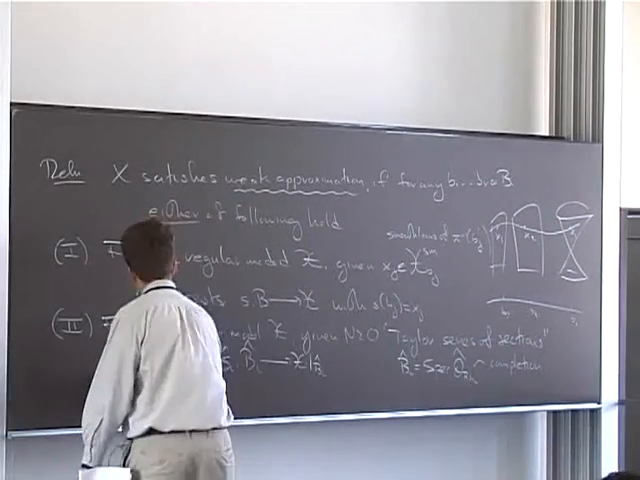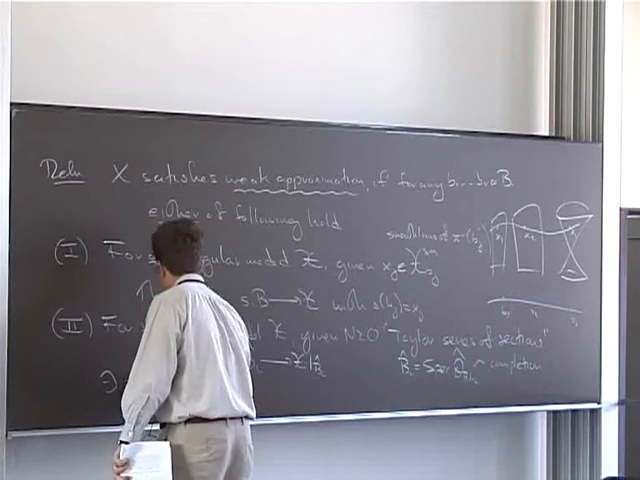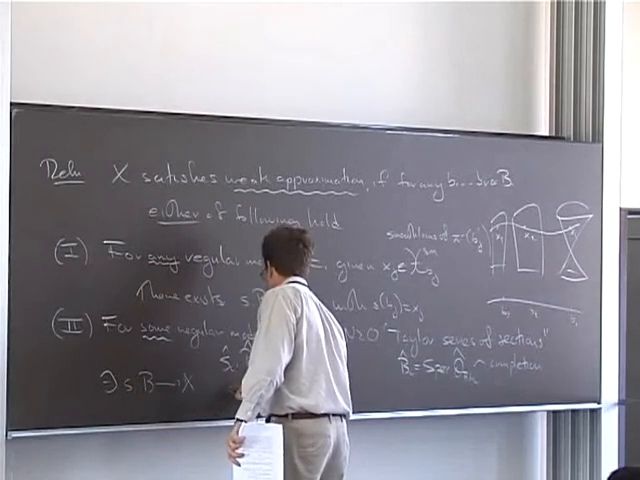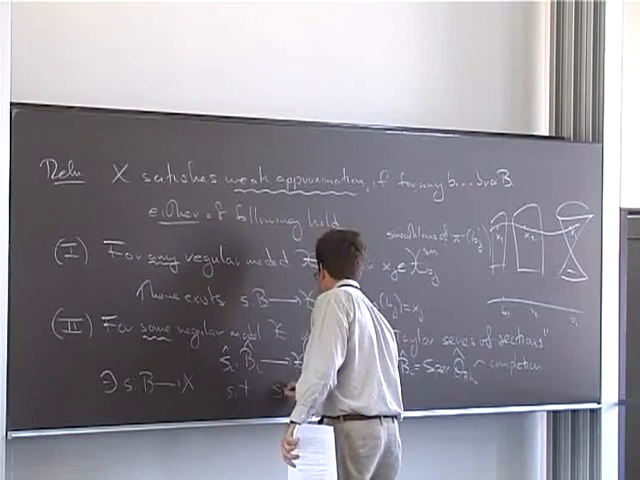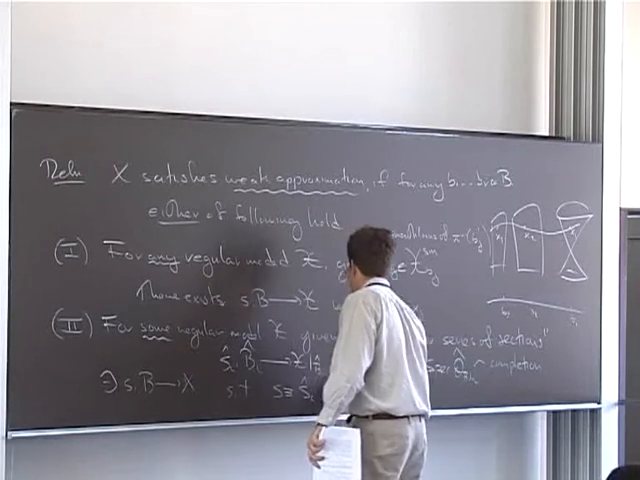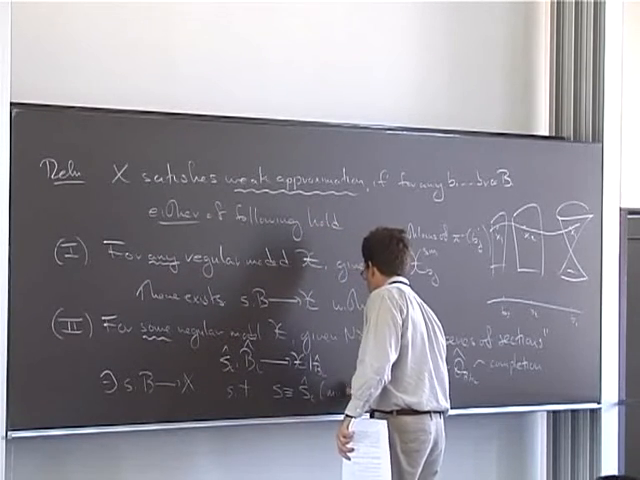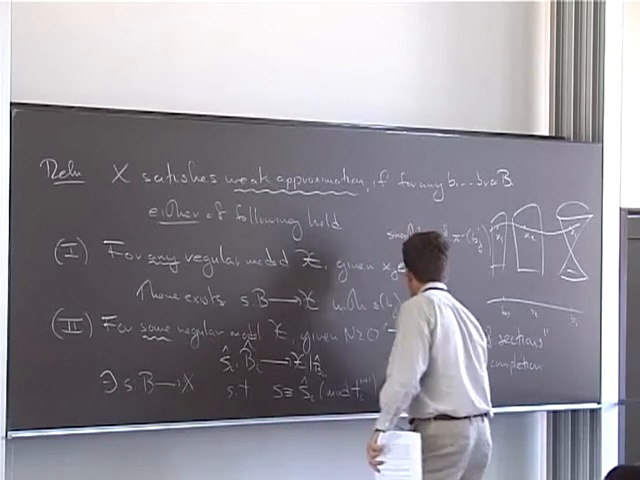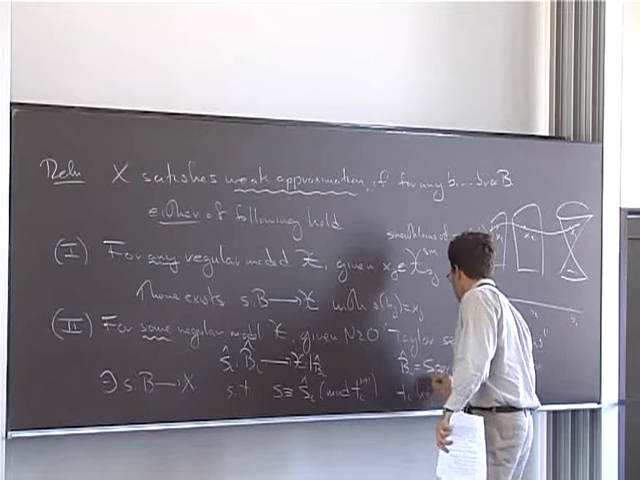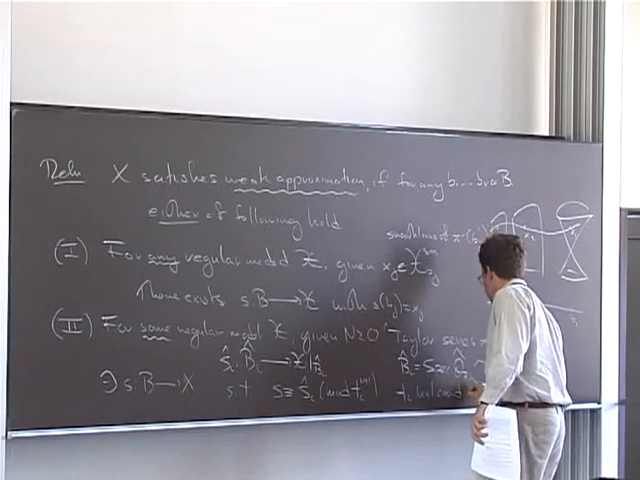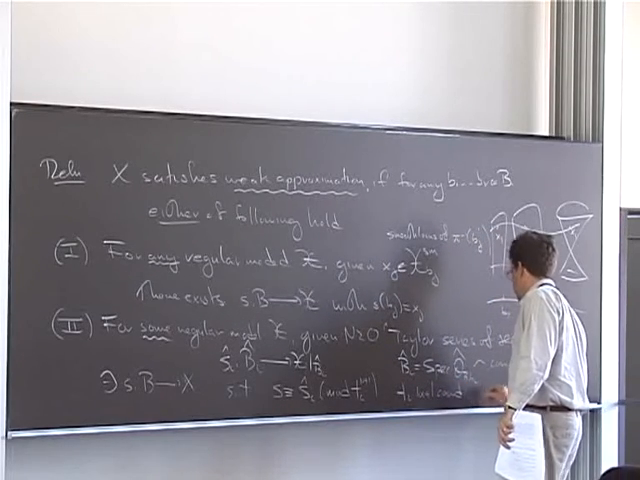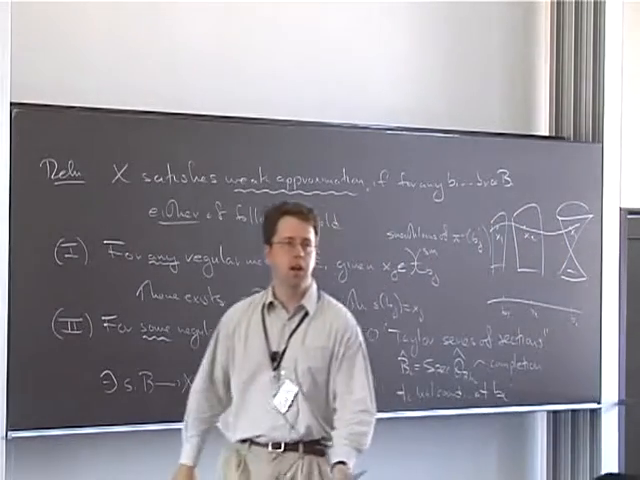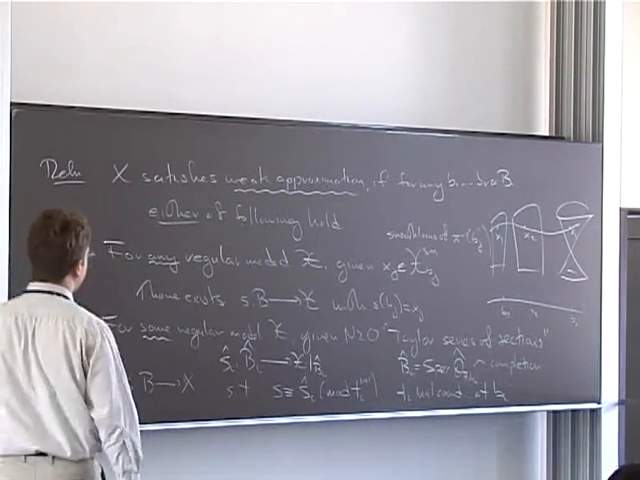There exists a section S so that S is congruent to S_i modulo t_i to the n plus 1, where t_i is a local coordinate, at b_i. Hope that you can read that.